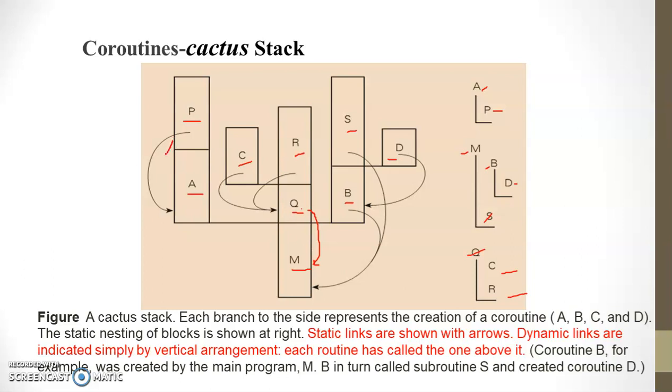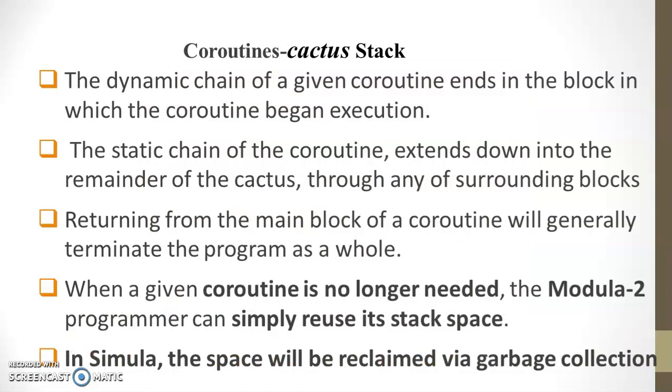And these arrows show the static link. How can the static link be fixed? Based on the structure of the program. That is, P is placed in A, so the static link of P will be placed in A. So from this cactus stack, this much information you will be able to obtain.